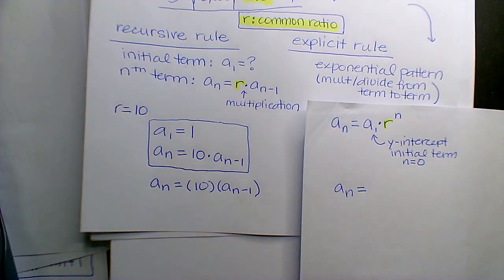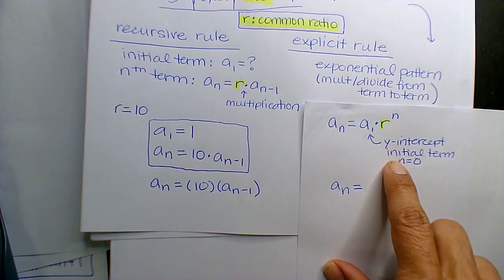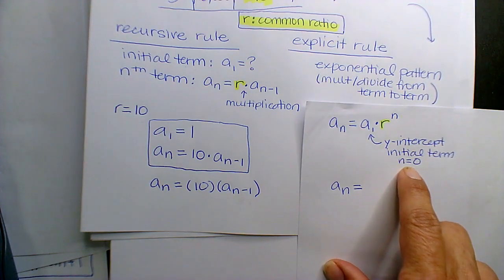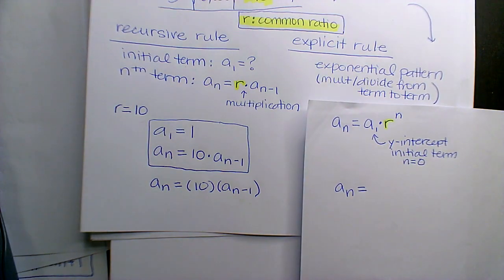So look, we know what the R is. It's times 10. The N stays. Okay, so the only issue with explicit is your y-intercept, that initial term. It has to start at 0 though. So I know they call it initial term, but it's really your y-intercept. You have to give me the value at n equals 0.